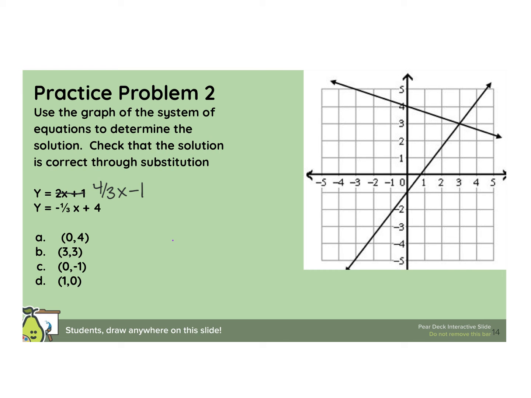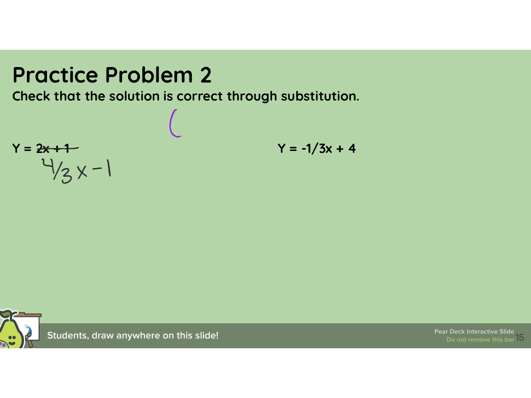Practice problem 2. It says use the graph to determine the solution. So this one's easy. Just find the point of intersection, and it's here at 3, 3. So it's answer choice B. My equation was wrong, but yours should be right on your slide. So let's go to the next slide because it says to check the answer. So we're checking the answer, which we think is 3, 3.